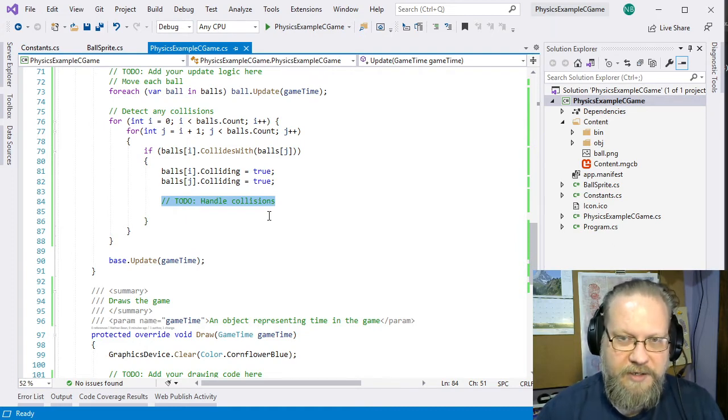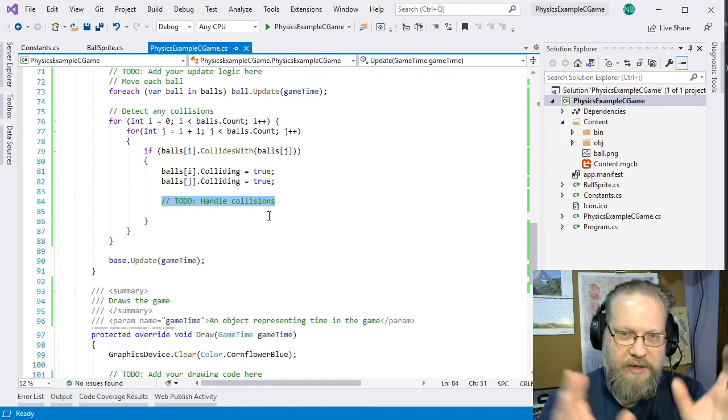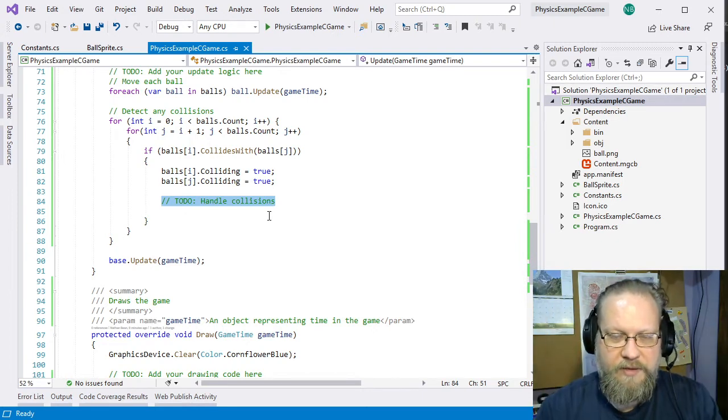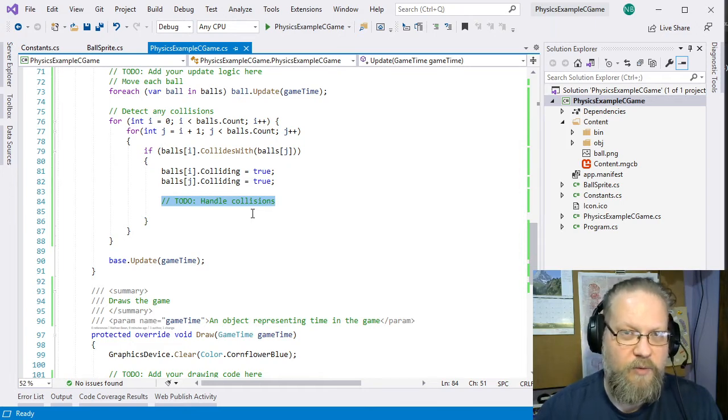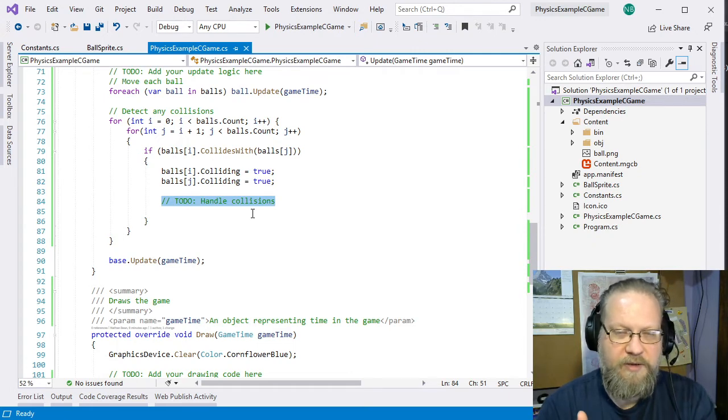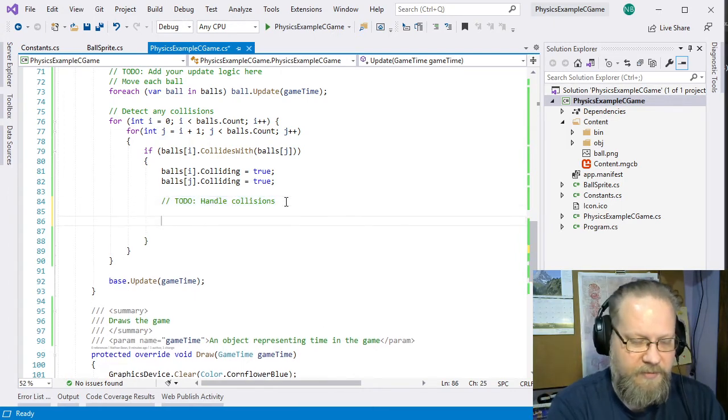Now what's interesting is that those equations are really for one dimension, and we have two potential dimensions here because our balls are moving around the XY plane. But we can treat them as one-dimensional collisions if we align the coordinate system with the collision axis, so the axis between the two objects that are colliding. And that's actually pretty easy to find.